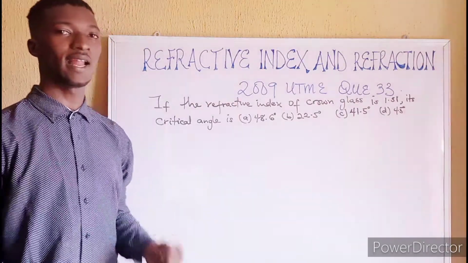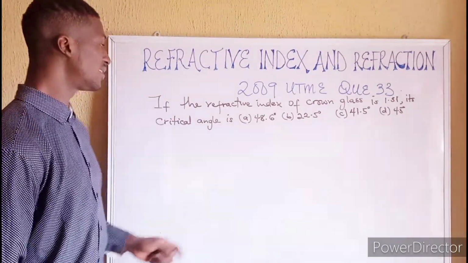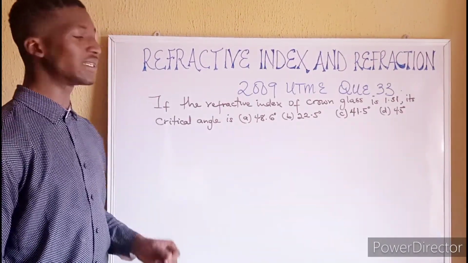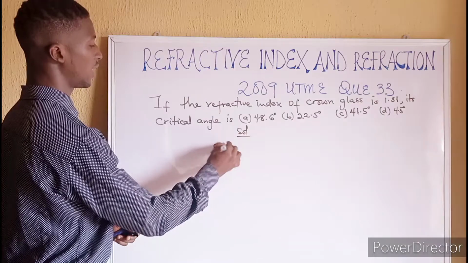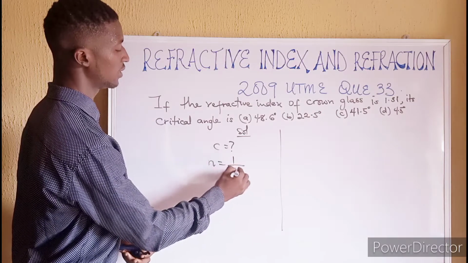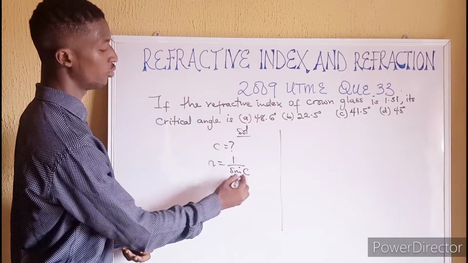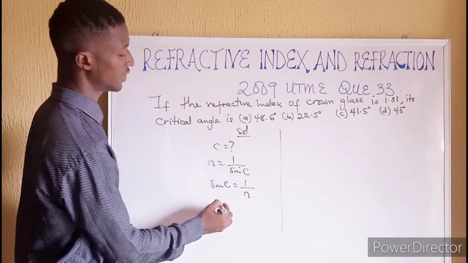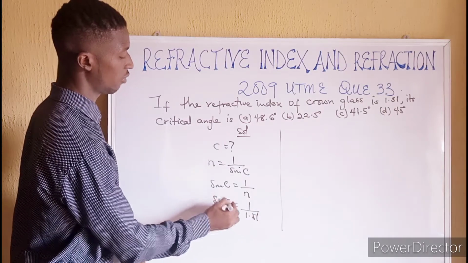Okay, let's consider this last reference question taken from UTME 2009 question 33. It states that if the refractive index of crown glass is 1.51, its critical angle is, that's what they're asking for. So the critical angle is what we're looking for. From the formula I've given you, the refractive index is 1 over sine of the critical angle. Since we are looking for the critical angle, we make it the subject of the formula. So sine of the critical angle is equal to 1 over the refractive index, and here the refractive index is 1.51.